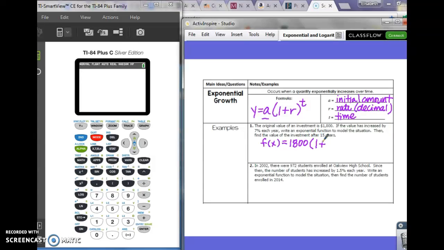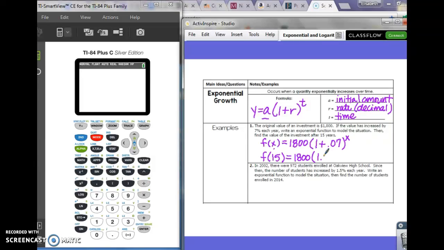1 plus, then my rate is 7%. So as a decimal, that's 0.07. And my power is x, since I used an x here, or I could use a t just as easily. Then, to find the value of the investment after 15 years, that's going to say f of 15, because that's the number I'm going to plug in, 1,800 times.